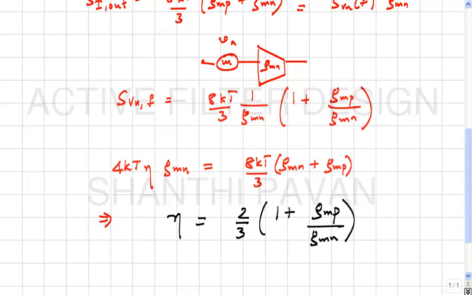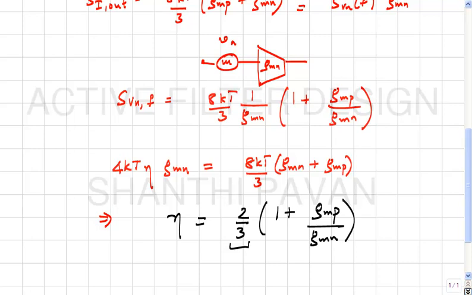And we see that this 2 by 3 is coming simply because of MOSFET physics. There's no particular significance to this 2 by 3 other than that it comes from the detailed derivation of noise when you know the physics of the MOSFET. So let's not worry about that. What we see is that there's another factor of the form 1 plus GMP by GMN.